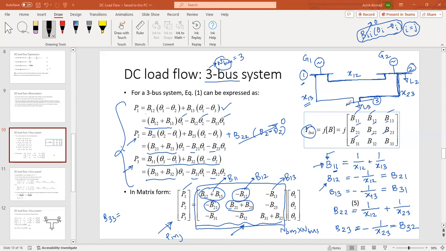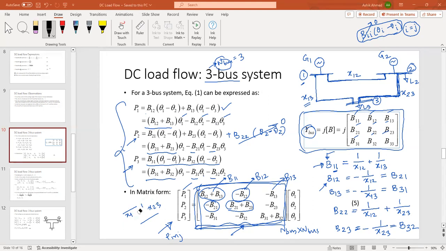The last entry remaining is B33. Again, I have to look at bus number 3, and I have to look at how many lines or which lines are actually originating from this bus. So these are the 2 lines. I take all the summation of all the line reactances, inverse of the line reactances actually. So 1 upon X13 plus 1 upon X23. So this is how we can also formulate this B matrix over here, okay, without the requirement of calculating the Y bus matrix. Okay, directly I can calculate this B matrix. I hope it is clear.